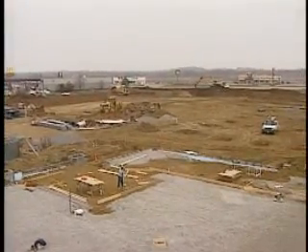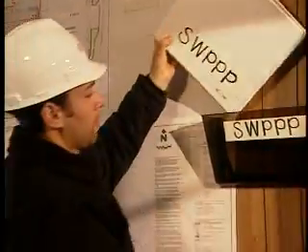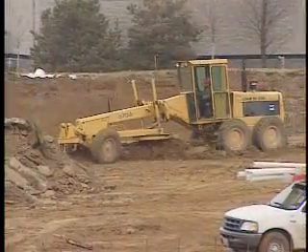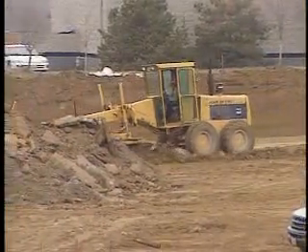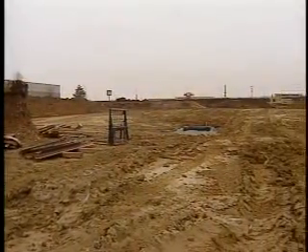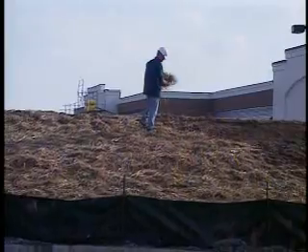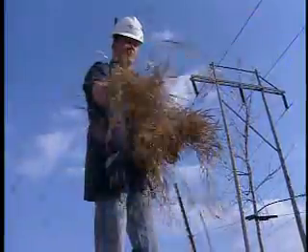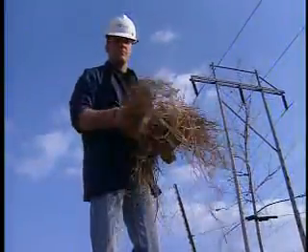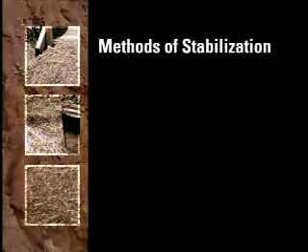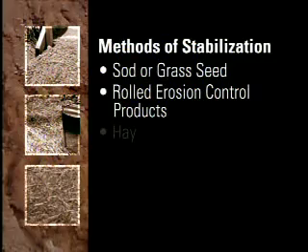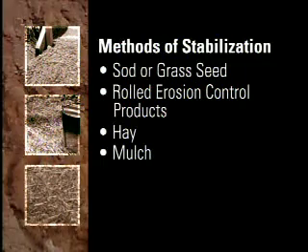Let's take a look around this site to view some of the common erosion control techniques. Consult your site's stormwater pollution prevention plan to see which of these will be used at your job. First, identify every area where work has been finished and graded, or areas that will sit unworked, typically 14 days or longer, depending on permit requirements. Once identified, those areas must be stabilized according to the pollution prevention plan. Stabilization is the most effective way to prevent erosion. For most areas, you can use sod or grass seed, a rolled erosion control product, hay, or mulch. All areas should receive final stabilization within 7 days of completion.